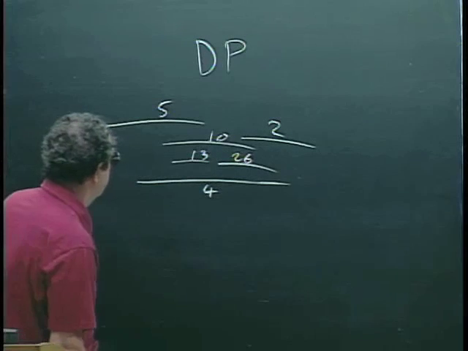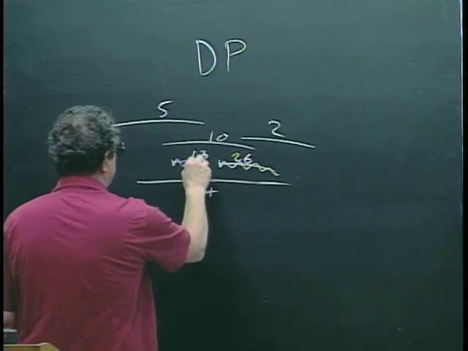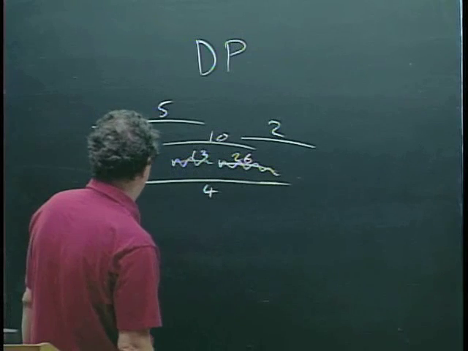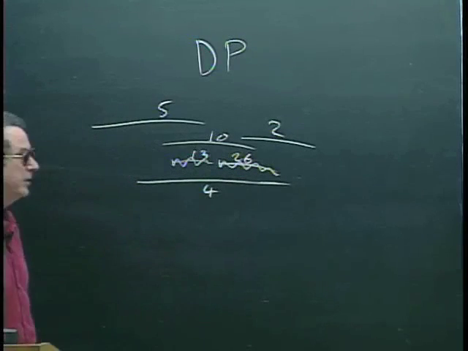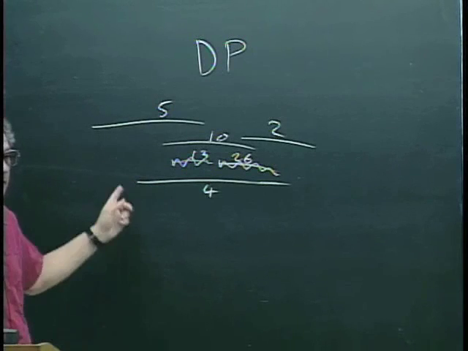Well, in this little example, it's pretty clear. You definitely want to take the 26, and the 13 doesn't overlap it, so that's good. And that's it. 39 is the value of the optimal solution that you can get.